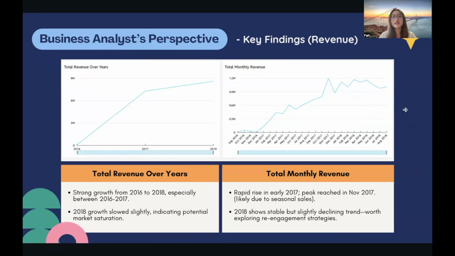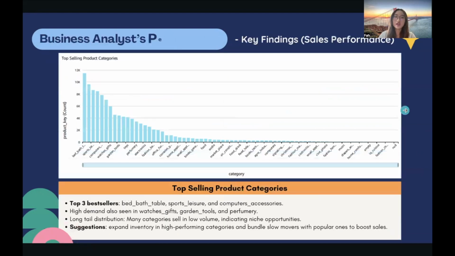So next, let's take a closer look at what products are actually driving our revenue. Our top performers are clearly bed bath table, sports leisure, and computer accessories. These categories are consistently generating volume and revenue. And we are also seeing promising demand in watches, garden tools, and perfumery, which we can target more to increase the revenue.